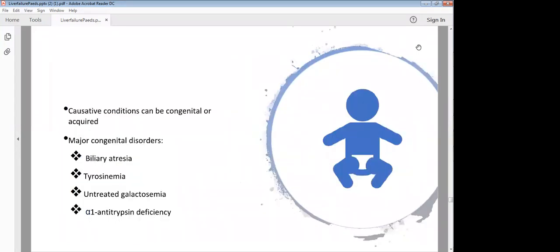Okay, this is the other, congenital; that one is acquired. Congenital may include biliary atresia, which I think I've mentioned in the previous presentation before. Tyrosinemia, untreated galactosemia, alpha-1 antitrypsin deficiency. Okay, I will focus more on biliary atresia. Next.